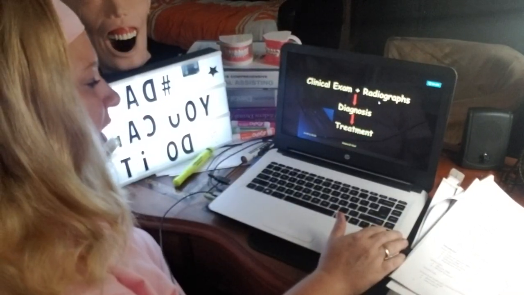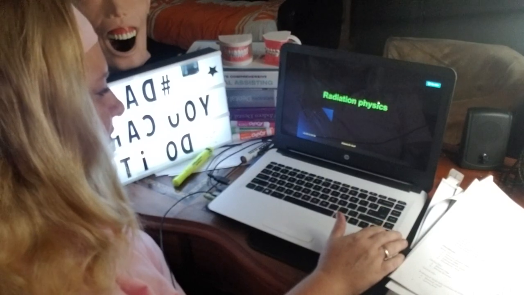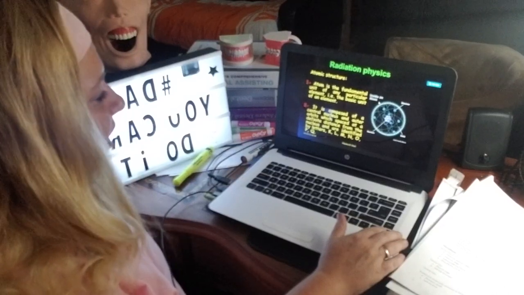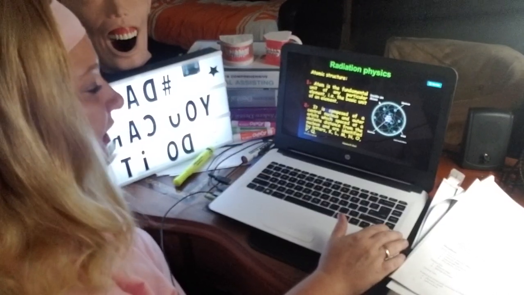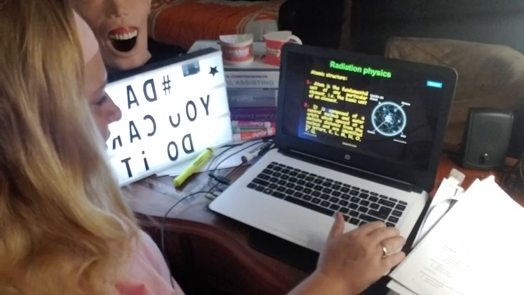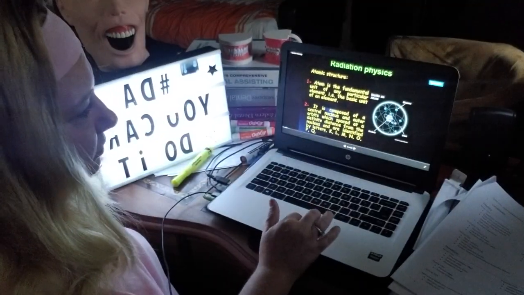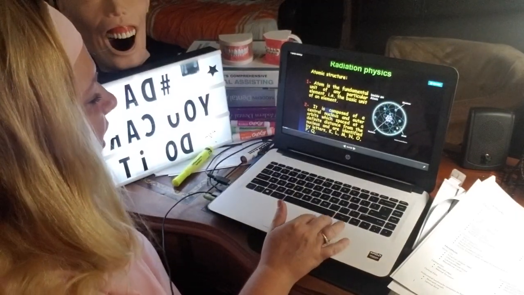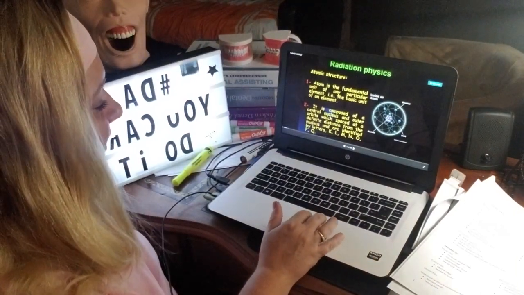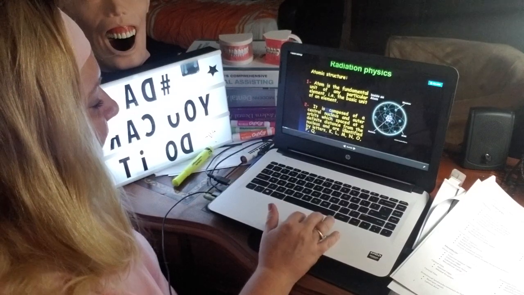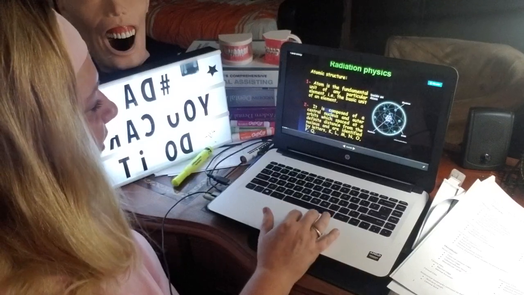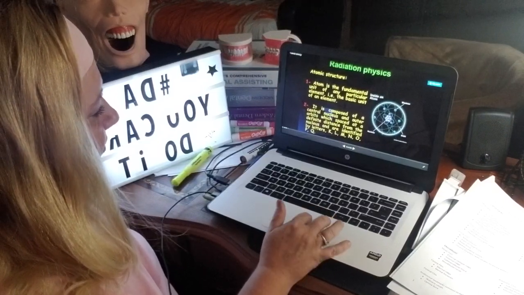Clinical exam and radiographs: diagnosis and treatment. Radiation physics. Anatomic structure. Atom is the fundamental unit of any particular element, the basic unit of elements. Okay? So, this is the atom. It is composed of a central nucleus and outer orbits, which are spaced at a definite distance from the nucleus and are identified by letters K, L, M, N, O, P, Q. Okay? Just know that the atom is this.